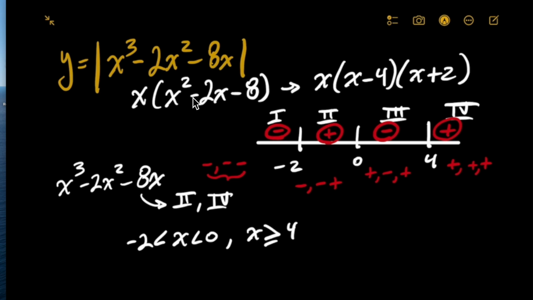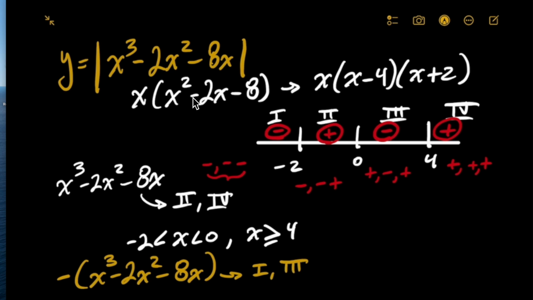The other part, you're going to use the opposite function wherever we get a negative. So that is going to be zones 1 and 3. Zone 1 is when x is less than or equal to -2, and zone 3 is going to be when x is between 4 and 0.